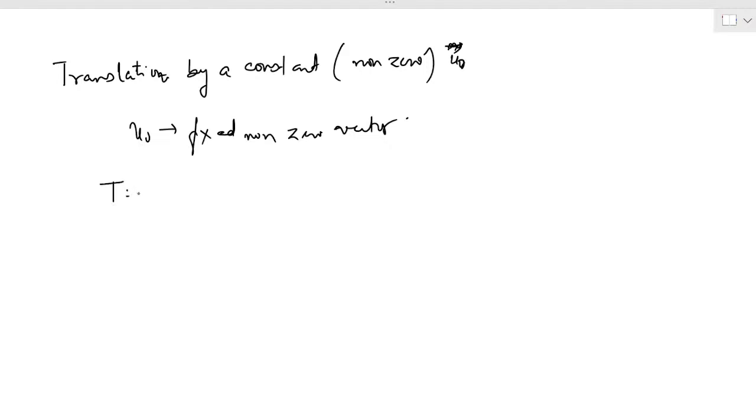And what I want to do, I'm defining a transformation from U to U. And what it is going to do, it is going to translate my supplied vector by a constant vector u naught. So what does it mean? Let's say if I have a rectangle here.